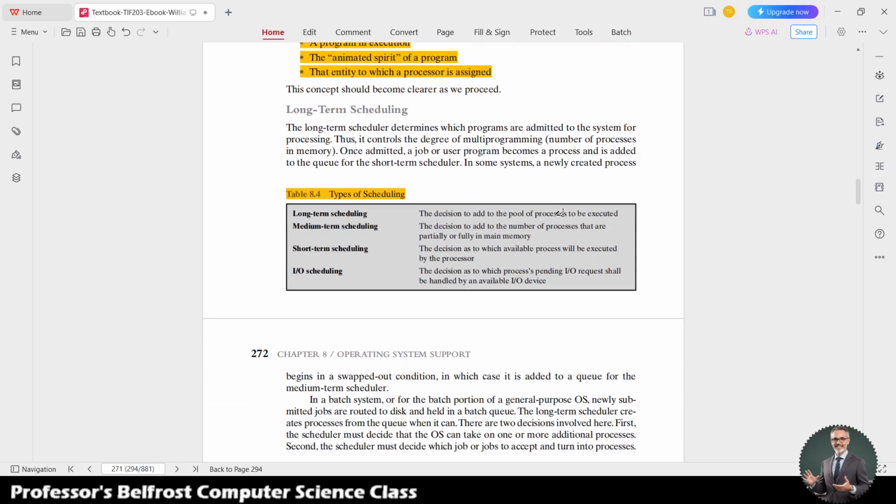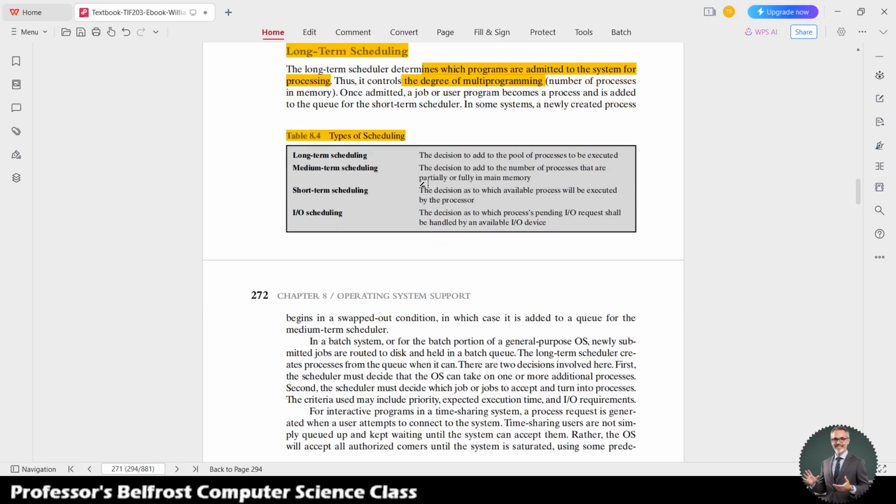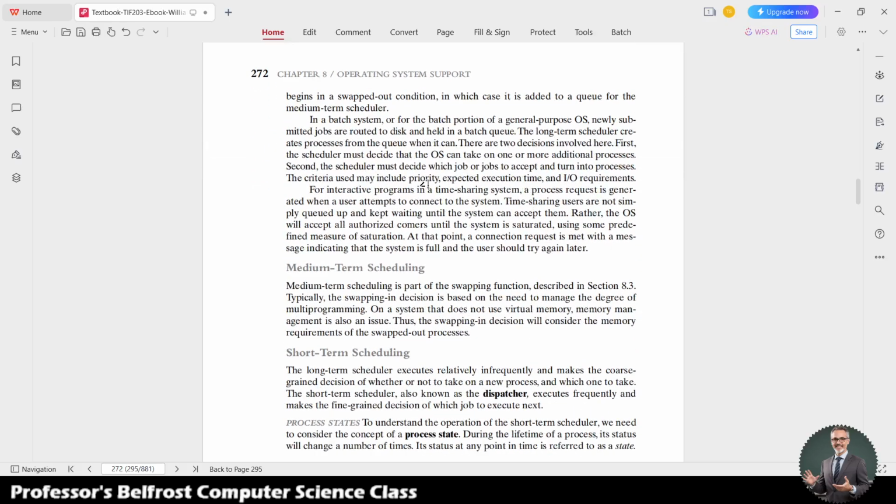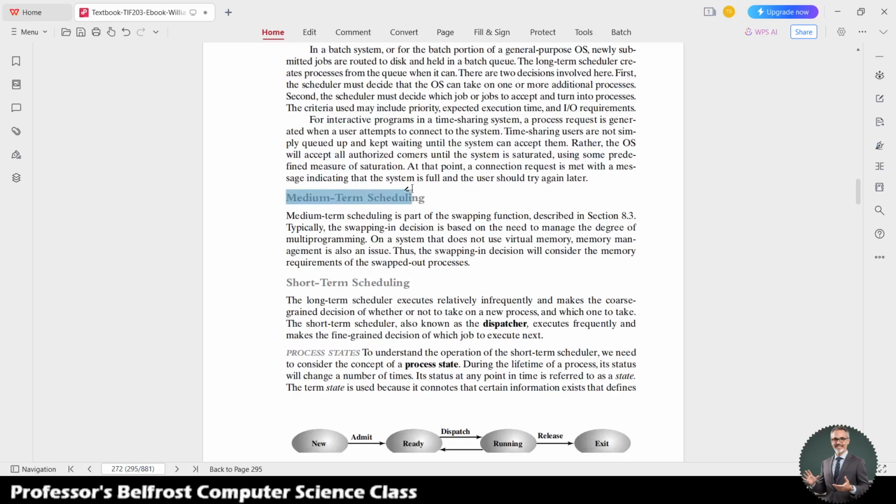Now let's discuss them one by one, starting from long-term scheduling. The long-term scheduler determines which programs are admitted to the system for processing, and thus it controls the degree of multiprogramming. Next, medium-term scheduling. This is part of the swapping function, and swapping is typically based on the need to manage the degree of multiprogramming. The swapping decision will consider the memory requirements of the swapped-out processes.